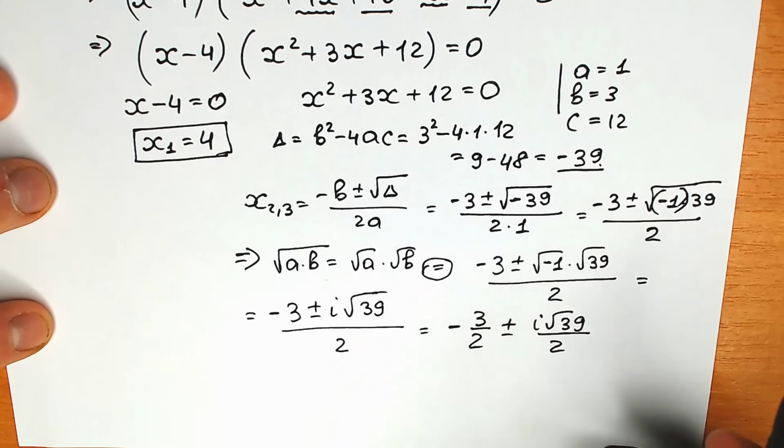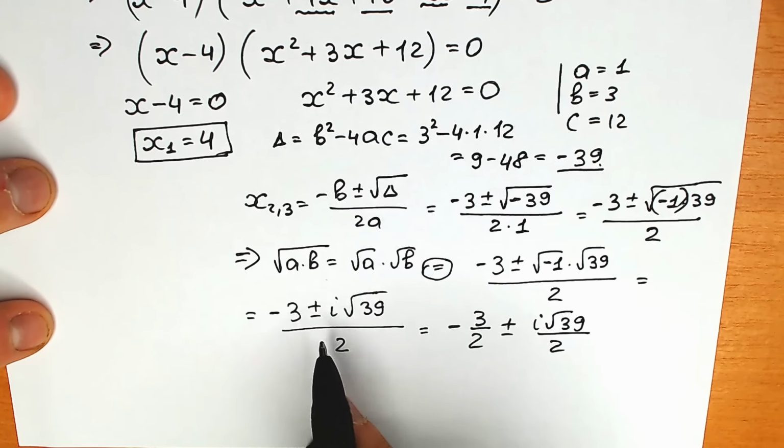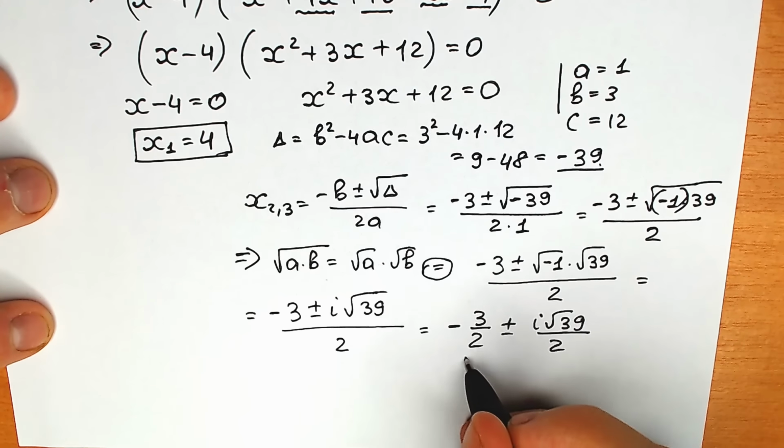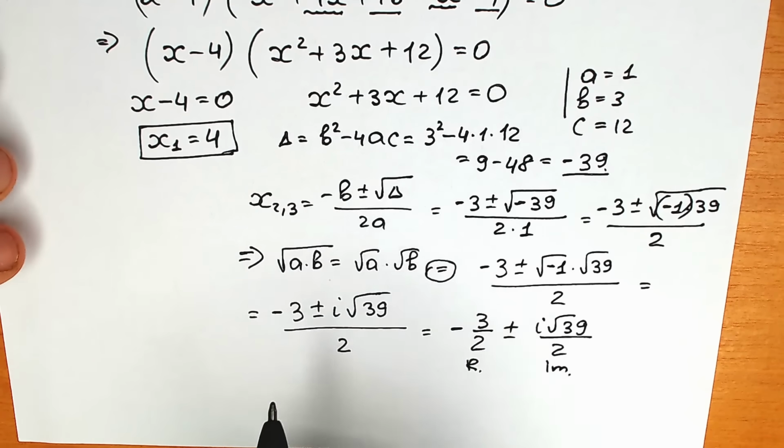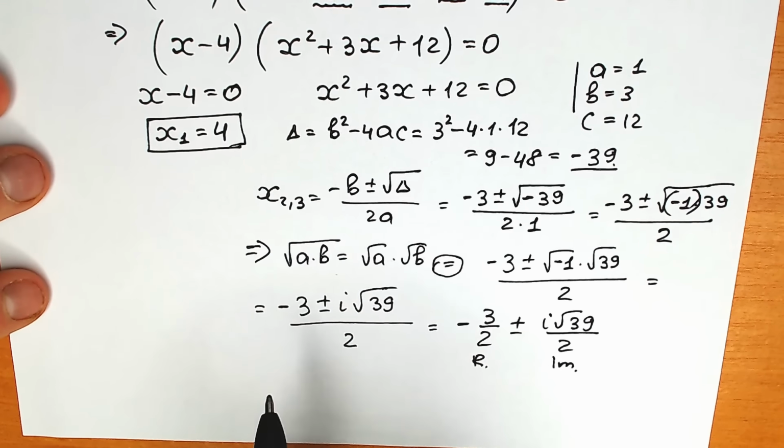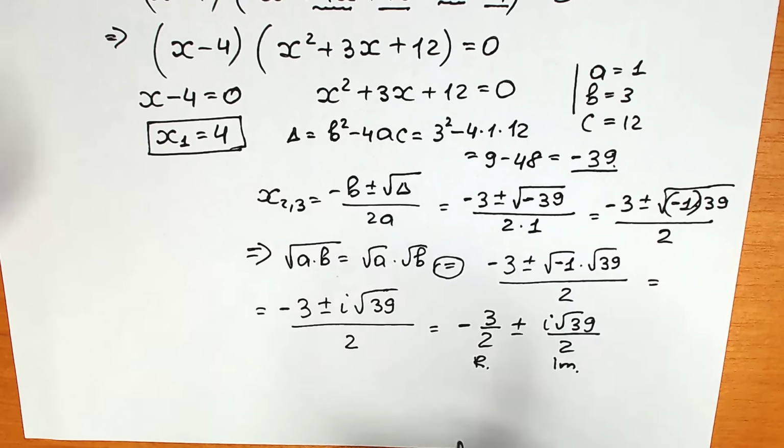This is up to you, how you want. You can easily leave it like that with the two answers, x second and x third, or you can split it into a real part and imaginary part. This is also up to you. Right now you can see a graphic of these points of intersection. You can see this question from a geometric perspective.